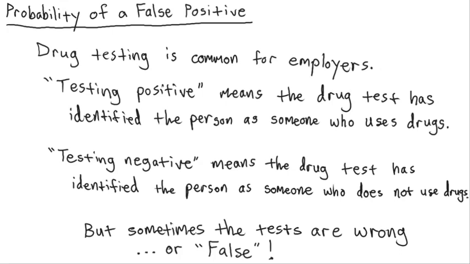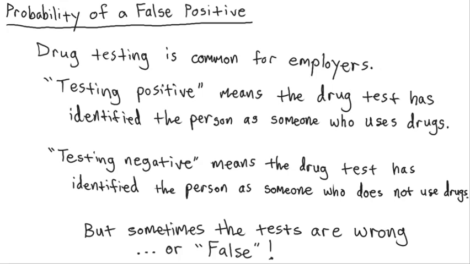So what we're going to talk about in this lesson is the probability of what is called a false positive in a test. Oftentimes it's either a drug test or a medical test, but we're mainly going to focus on drug testing. Drug testing is very common for employers. You go to get a job, they want to hire you, but before they hire you, they'll first send you somewhere to take a drug test.